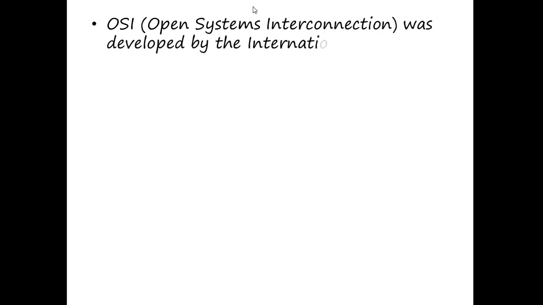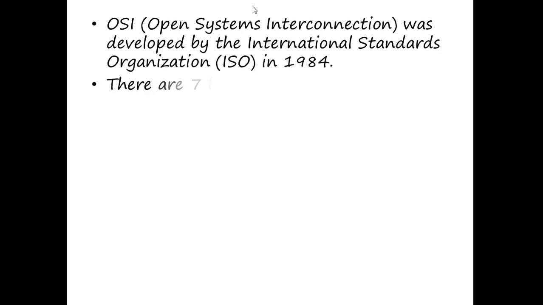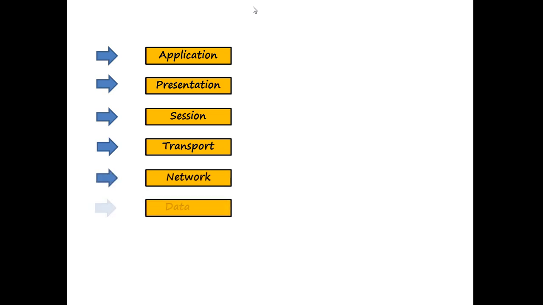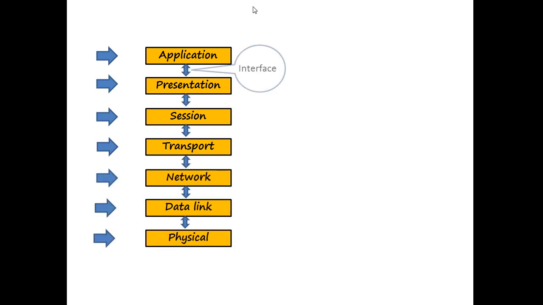Open Systems Interconnection (OSI) was developed by the International Standards Organization (ISO) in 1984. There are 7 layers of the OSI model: application, presentation, session, transport, network, data link, physical. Layers are linked with each other using an interface.